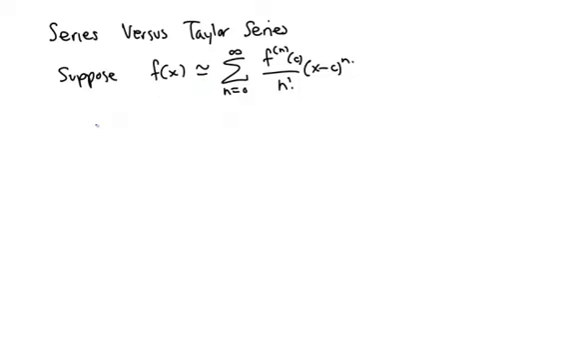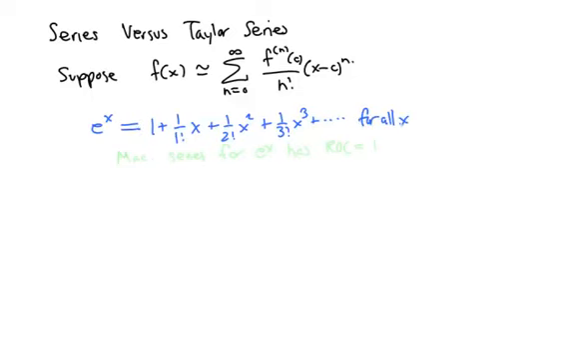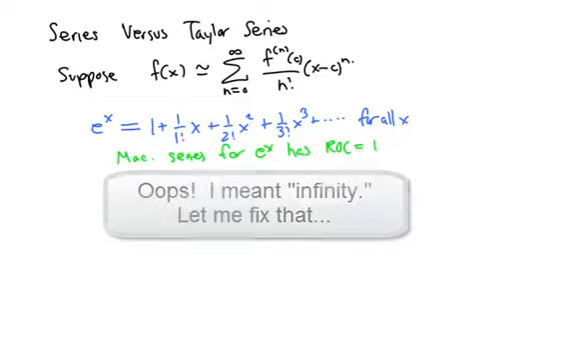Our big four. The Taylor series for e to the x, which is 1 plus 1 over 1 factorial x plus 1 over 2 factorial x squared plus 1 over 3 factorial x cubed, can be shown using Taylor's estimate to converge for all values. So we can write e to the x is equal to this for all x's. Or said differently, the Maclaurin series for e to the x has an infinite radius of convergence.